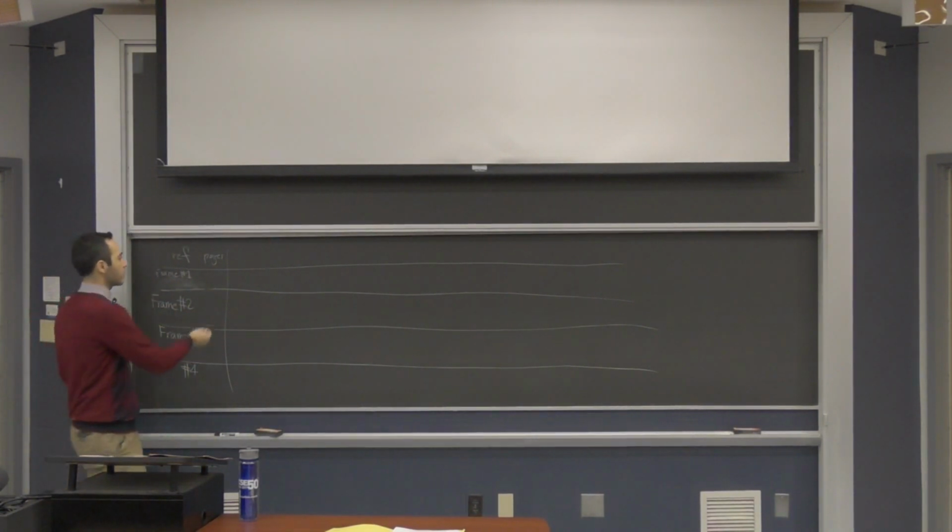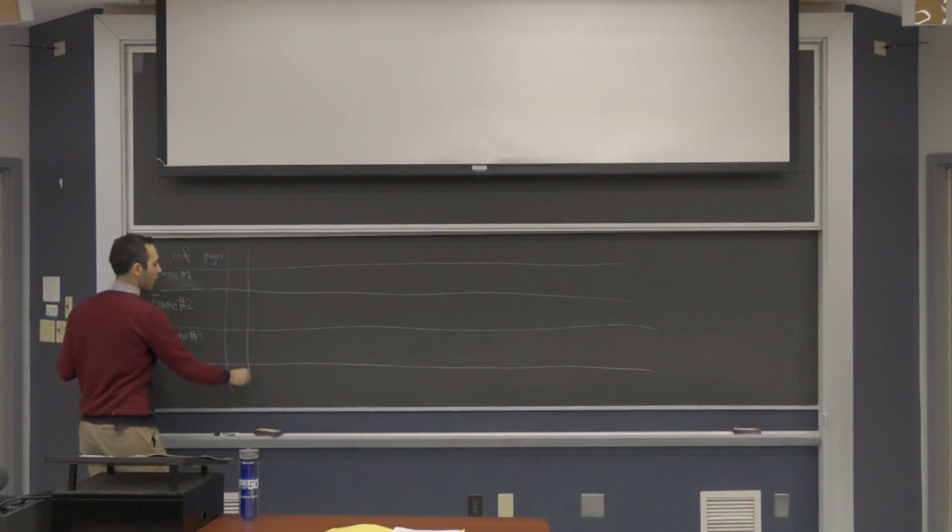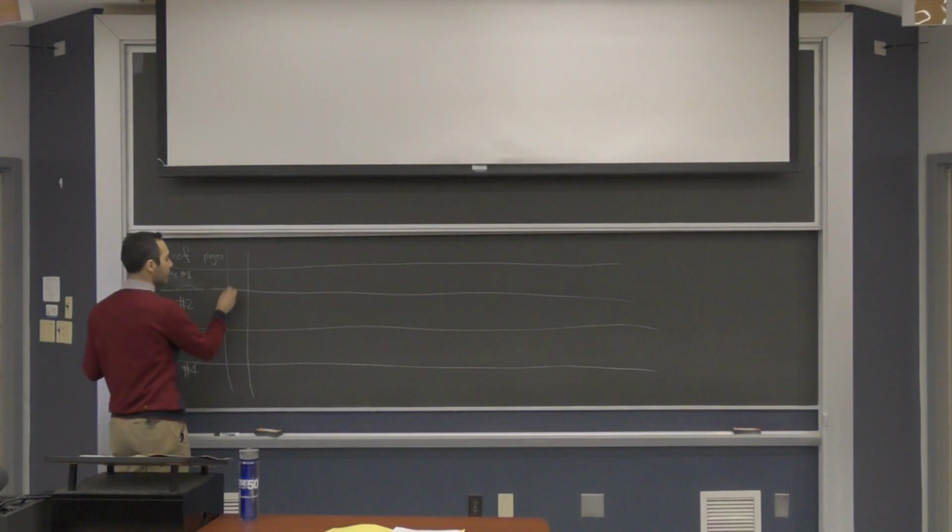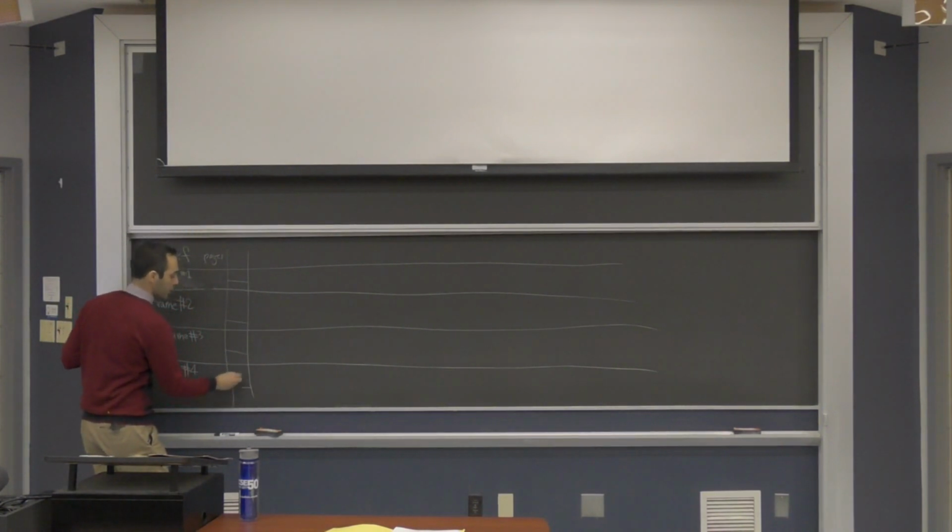Right? So let's see. Initially we don't have any page in any of the frames. They're all free, and I'm going to keep the lower portion of this as the reference bits, right? Because we don't have any page, we don't care about them, they're all going to be 0, okay?